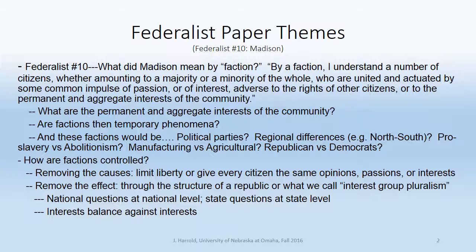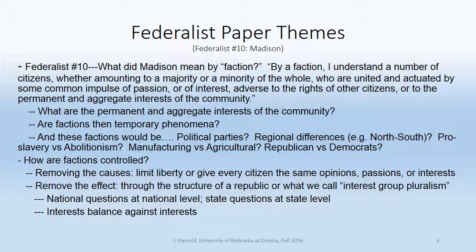And here's his quote. He says, "By a faction I understand a number of citizens, whether amounting to a majority or a minority of the whole, who are united and actuated by some common impulse or passion or of interest adverse to the rights of other citizens or to the permanent and aggregate interests of the community."